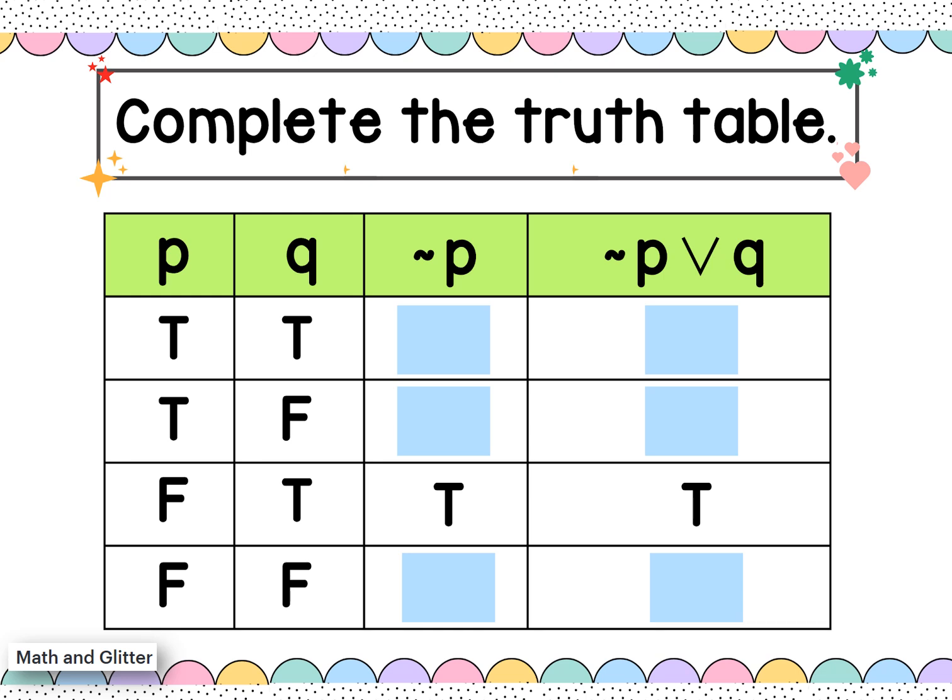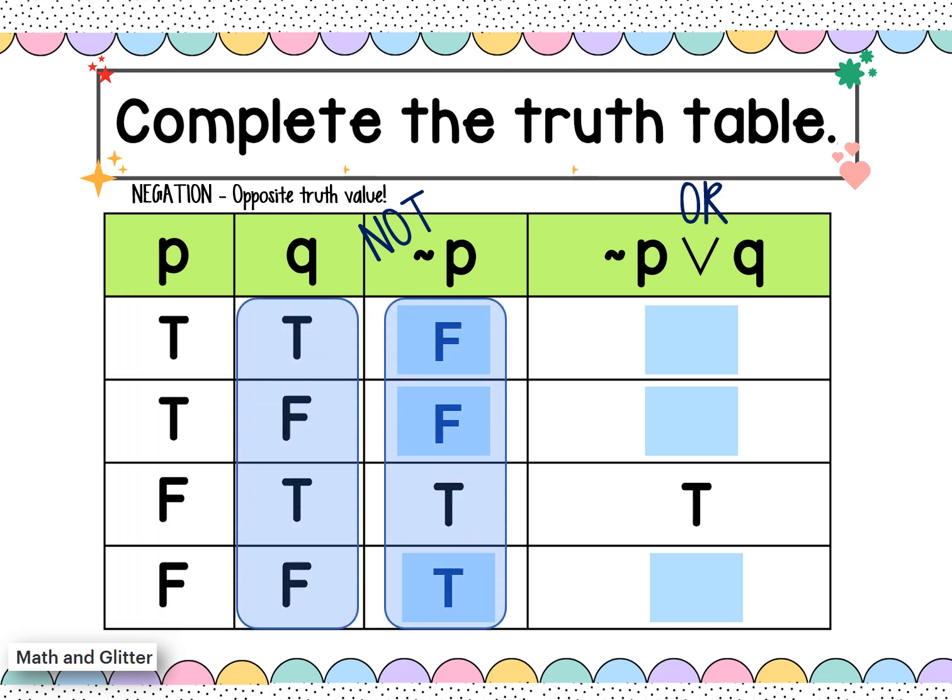Here's another truth table. We are starting with a negation of P. So we're taking our P's and flipping the truth value. So false, false, true, true. Now we're taking our not P with our Q and we're doing a disjunction, an OR. So we're looking at those two columns and at least one needs to be true. So that first row is true, and then we get a false. We already have a true written in, and the last one's true as well.